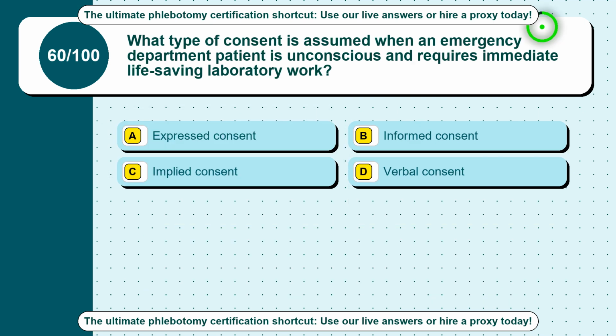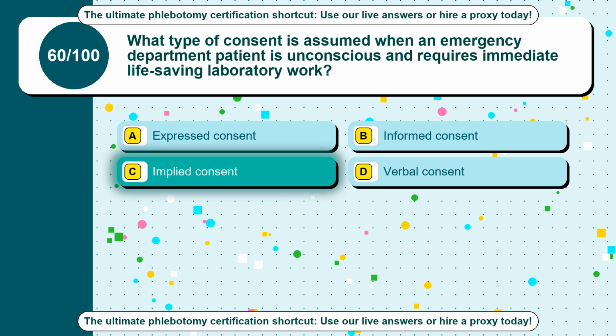Question 60. What type of consent is assumed when an emergency department patient is unconscious and requires immediate life-saving laboratory work? Option A, expressed consent. Option B, informed consent. Option C, implied consent. Option D, verbal consent. The correct answer is option C, implied consent.